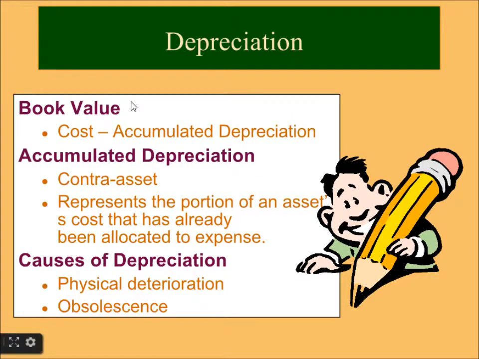Book value. Book value is cost minus accumulated depreciation. Accumulated depreciation is a contra asset account. It represents a portion of an asset's cost that has already been allocated to expense. Causes of depreciation are physical deterioration and obsolescence. So this is very important for our journal entry, so remember this.